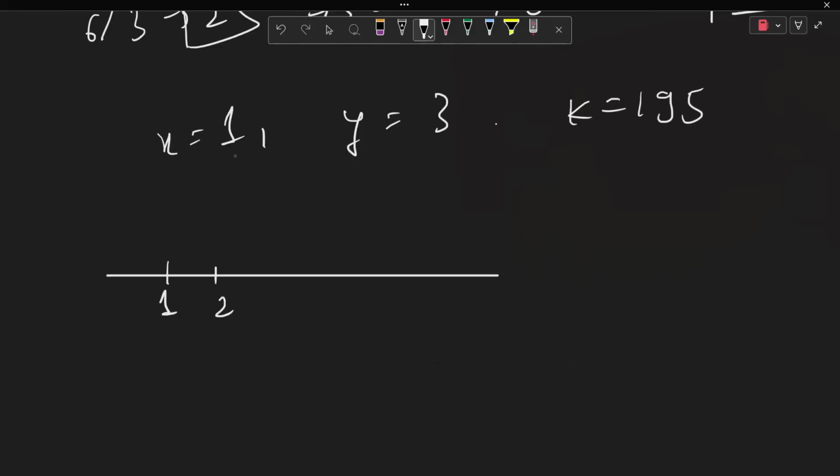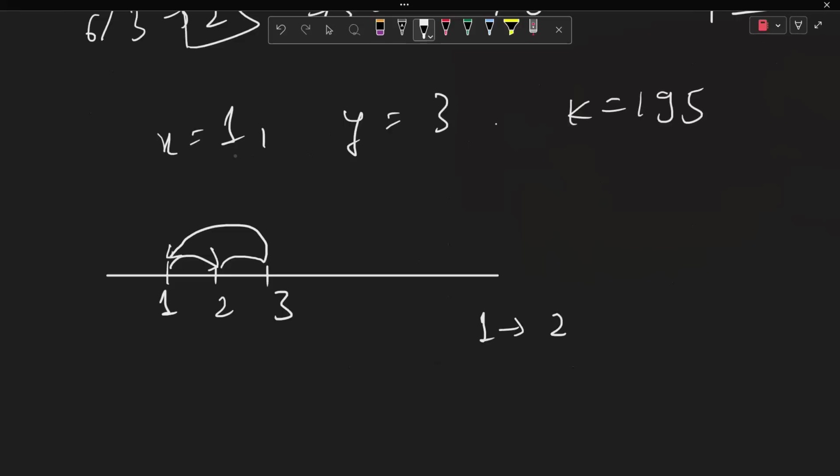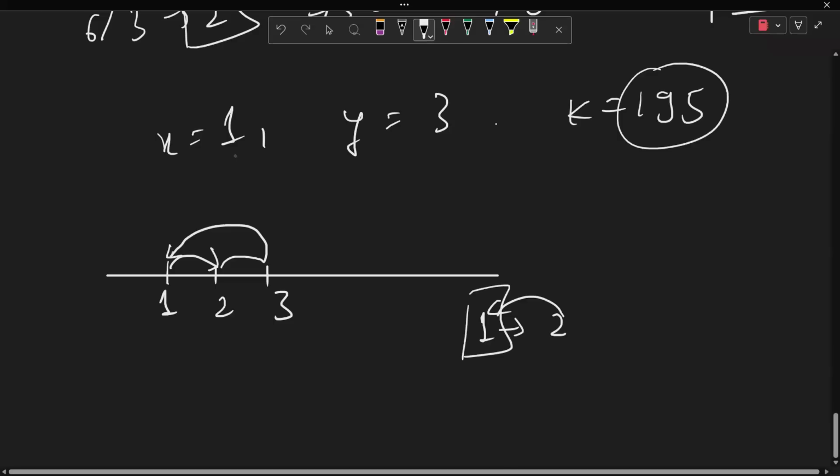We are at 1, 2, 3. So in one step, we would reach 2. Next step, we would go to 3 and 3 by 3, 1. So in one step, we would reach 2, and from 2, we would again reach 1. 2, 1, 2, 1. This way we would reach. So if you have 195 steps, after every 2 steps, we are reaching 1.